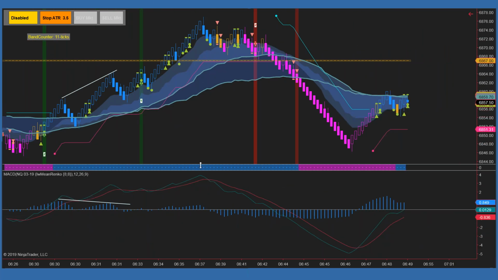Okay, so here again, you can see this morning, nice little cross here on the MACD, and now we can start to look for a sell signal, whether it be the Falcon, the Eagle, the Hawk, and here also comes our confirmation.